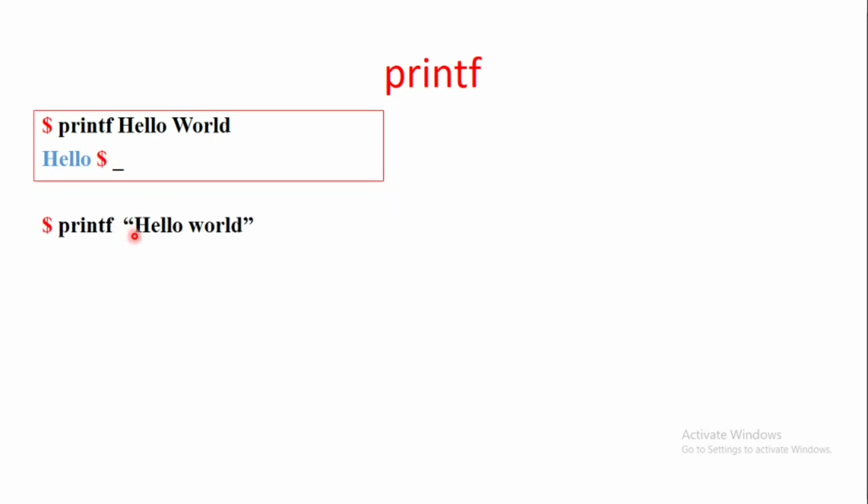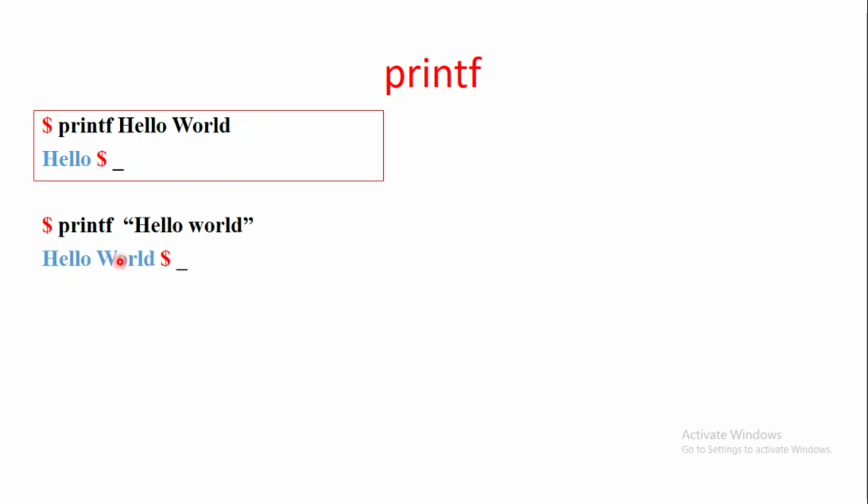how to display multiple words? If I want to display multiple words using the printf command, then I have to write this message within double quotes. So if hello world is written within double quotes, then the entire message, both words, will be displayed. But we have this problem, right? We have the command prompt coming in the same line as the output of the printf command.